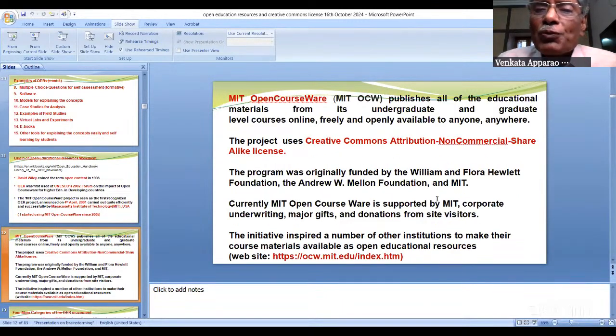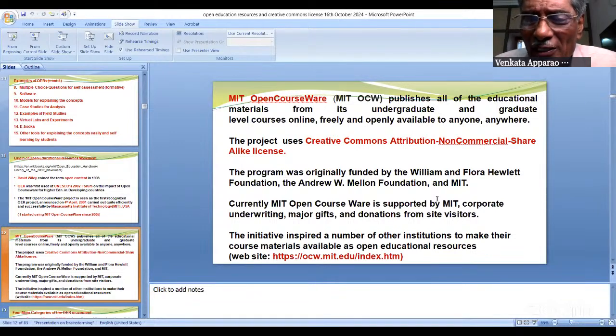MIT Open Courseware publishes all of the educational materials from its undergraduate and graduate courses online, freely and openly available to anyone, anywhere in the world. The project uses Creative Commons attribution. Please note this point. Creative Commons is the name of a license.